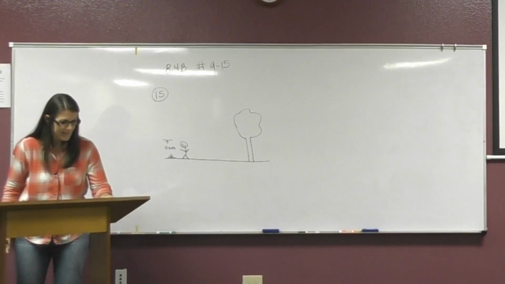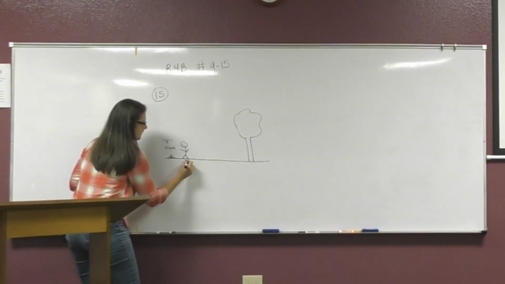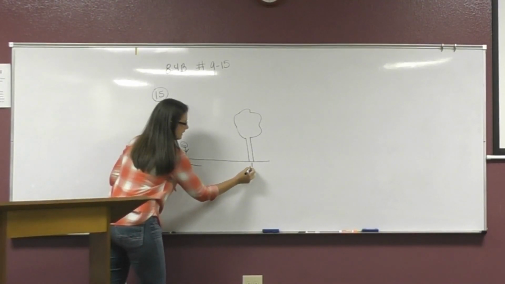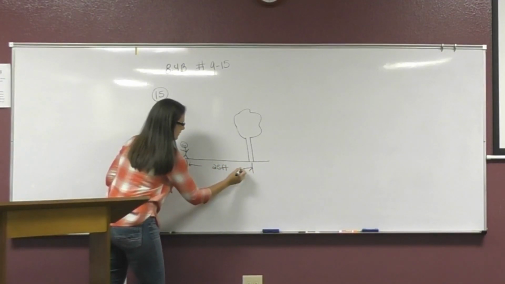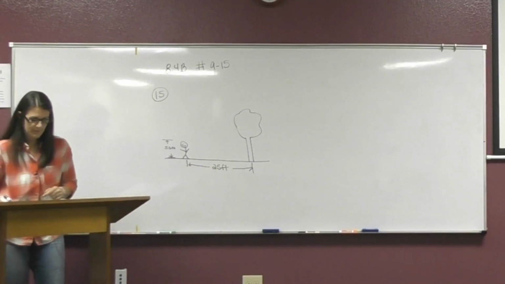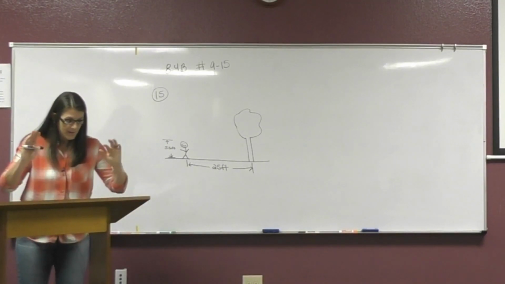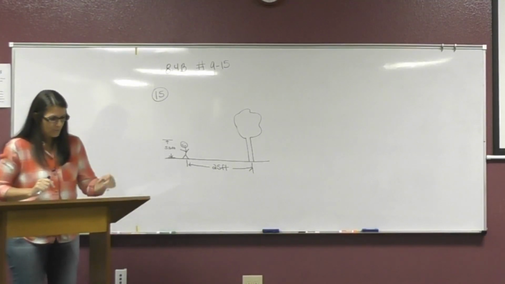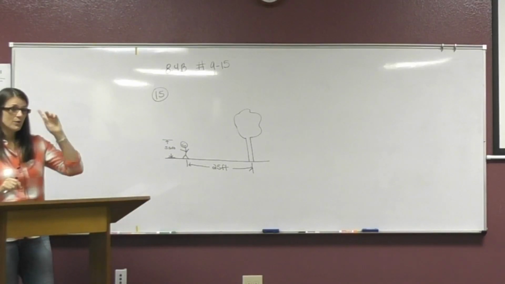And let's see, he stands 25 feet from the base of the tree. So the distance from the student to the tree is 25 feet. Okay? Hopefully you're following me here. Okay. From a standing position, the angle from the student to the top of the tree is 51 degrees.